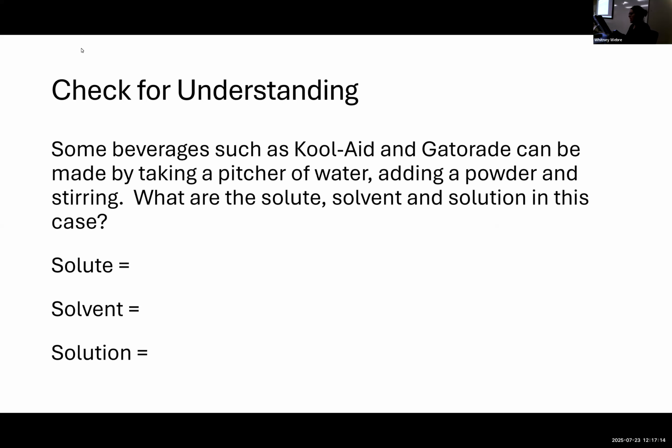Some beverages, such as Kool-Aid and Gatorade, can be made by taking a pitcher of water and adding a powder and stirring. What are the solute, solvent, and solution in this case? So let's focus on Kool-Aid. Let's say if I dissolve Kool-Aid in water, what is the solvent? The Kool-Aid powder. What is the solvent? Water. And what is the solution?